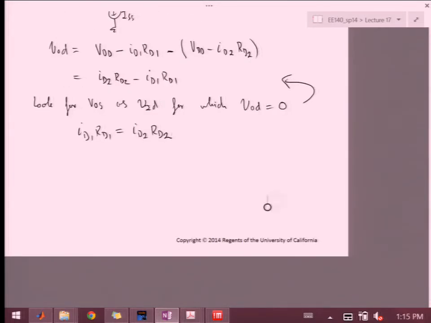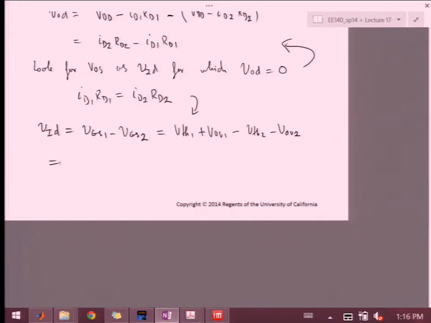Okay, but from here we can now go and write the current equations. My input voltage will be VGS1 minus VGS2, and that is VTH1 plus VOV1 minus VTH2 minus VOV2. So now we get the first factor, our delta VTH. Well, this is VTH1 minus VTH2. So that could potentially be the mismatch factor.